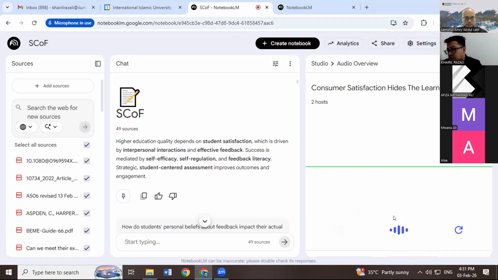Yeah, I have questions. What do you think about student satisfaction in terms of the feedback they receive on their own learning? Is there any research done on that?